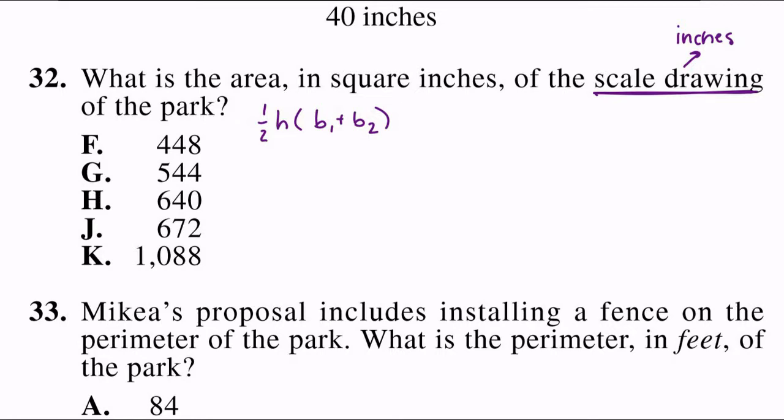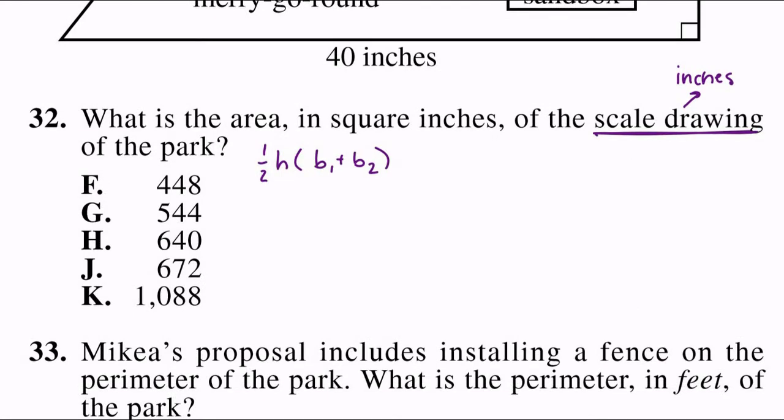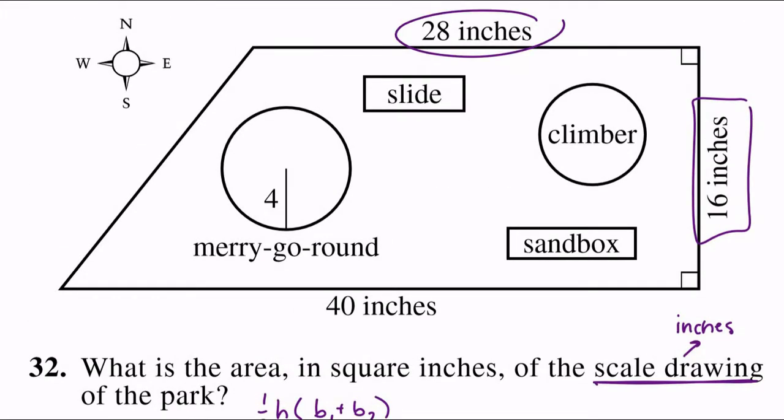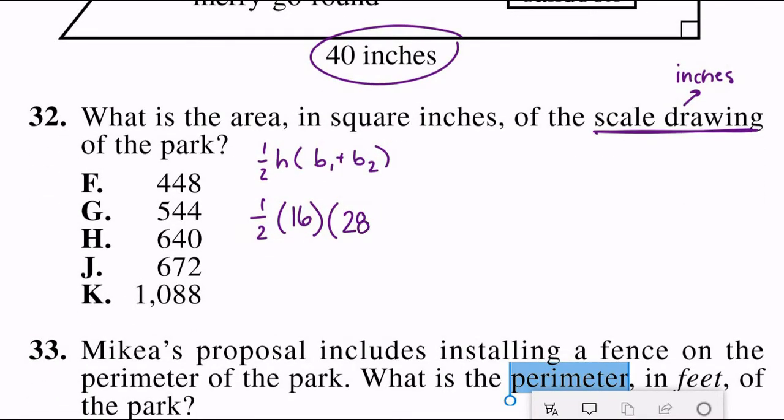So now we go back up to our picture. We find our height. We see that it is 16 inches. We can plug that into our equation. And then we find our bases. So 28 and 40 inches. We can then type all of that into our calculator, and we get 544 inches, which matches our answer choice G.